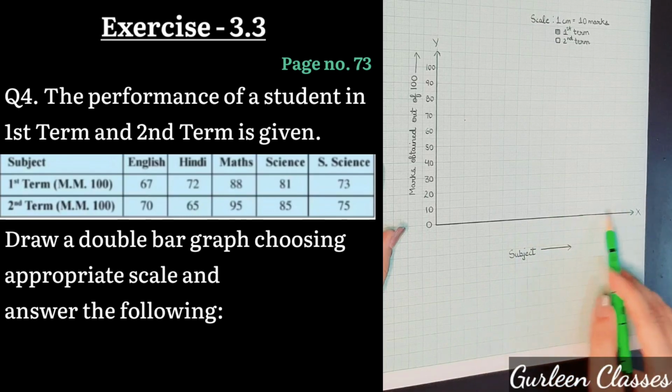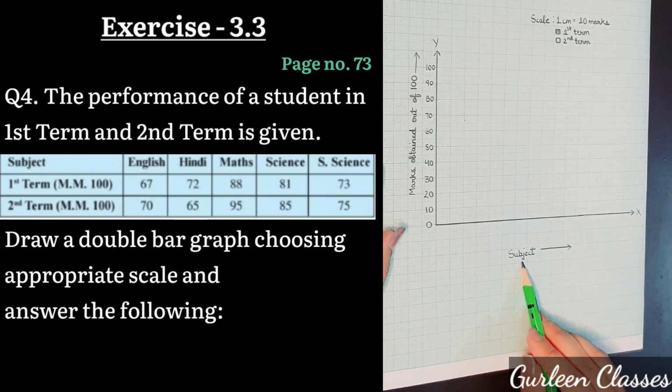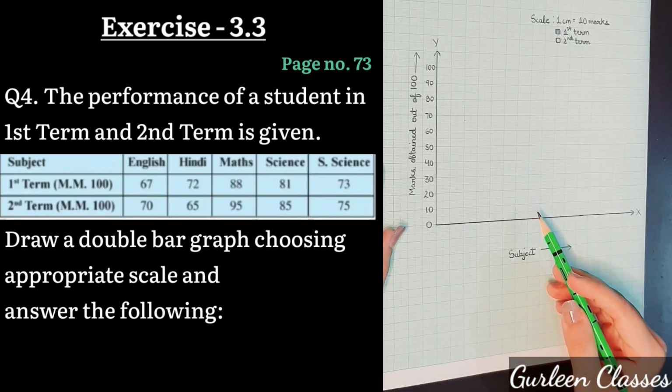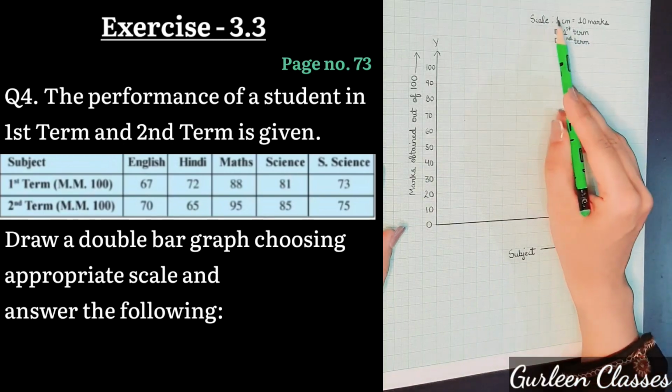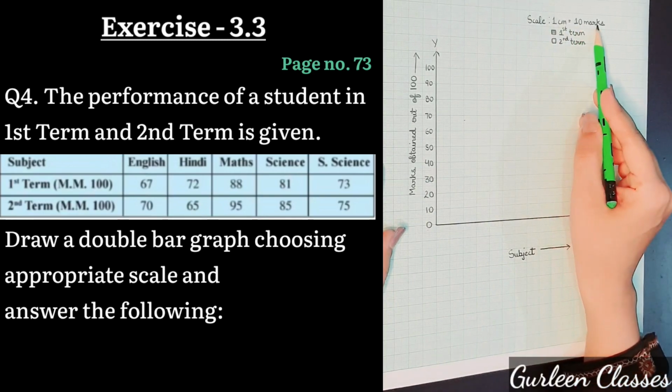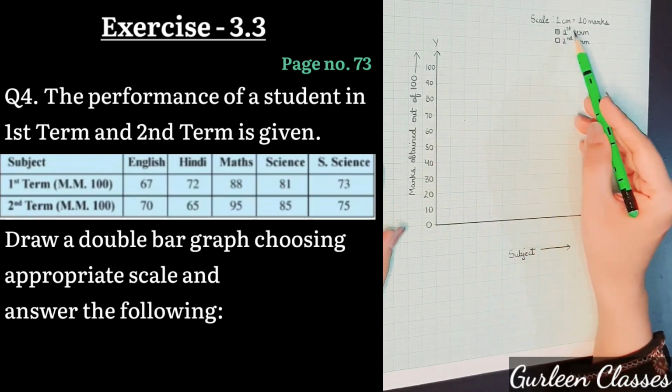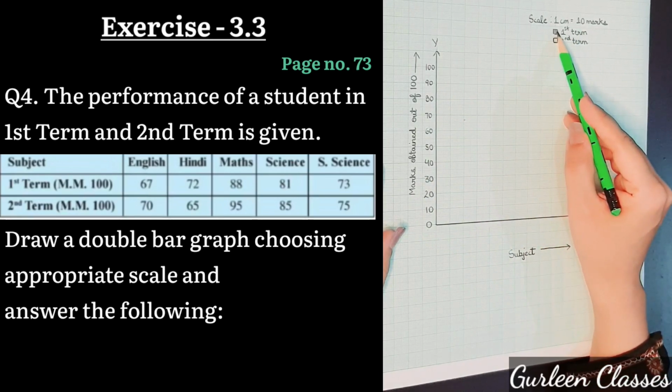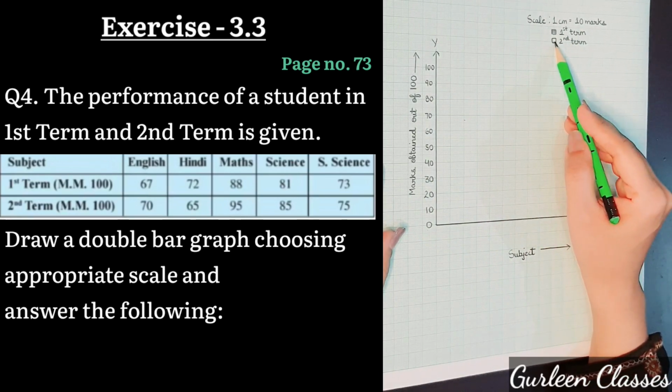And here we will write horizontally the subjects, that is English, Hindi, Maths, Science and Social Science. And the scale we took is 1 centimeter equal to 10 marks, meaning 10 gapping we took. And the first term we will denote by shaded, and the second term we will make as it is.